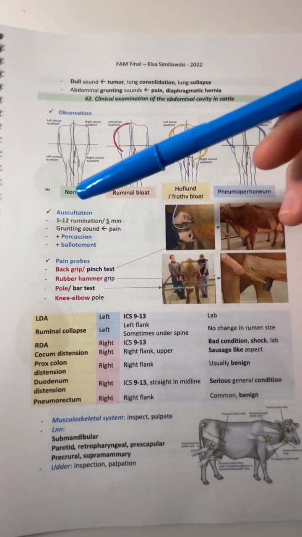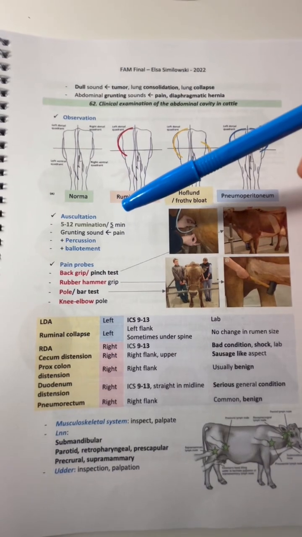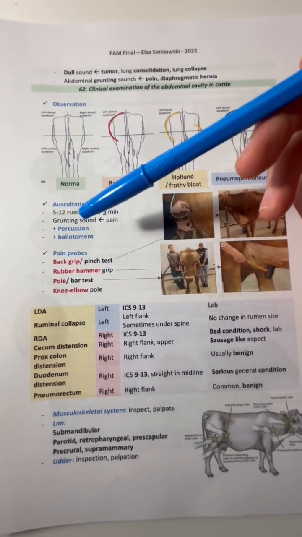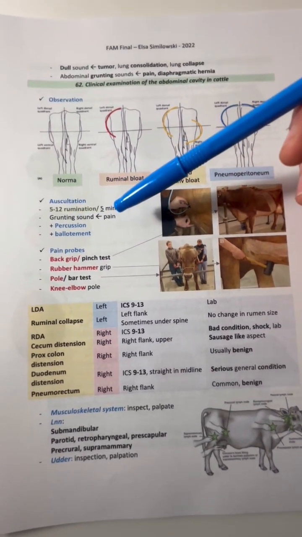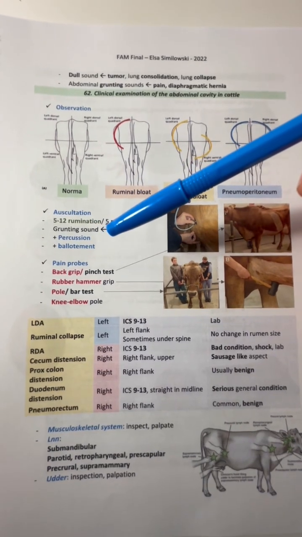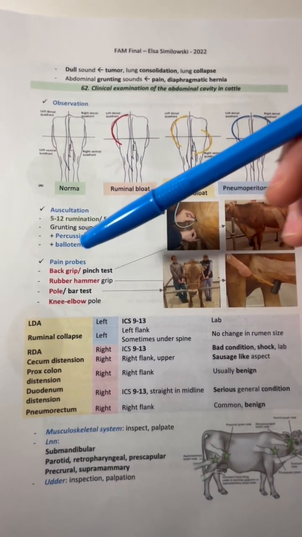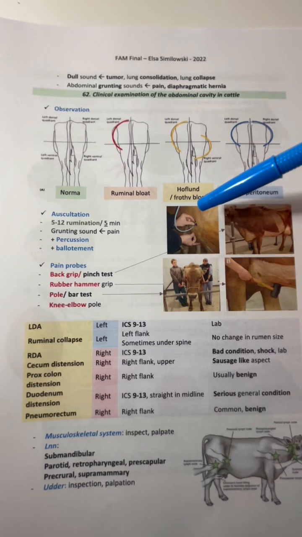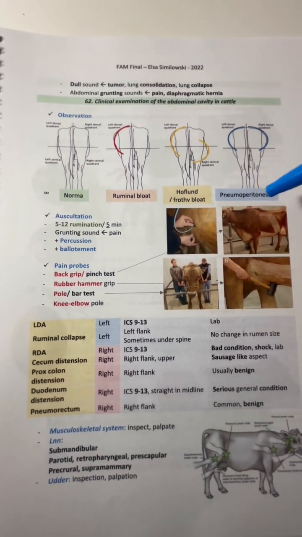Auscultation, there should be 5 to 12 ruminations for every 5 minutes. If there's a grunting sound, that means the cow is in pain. There are 4 different pain probes we can use. We can use the pinch test or the back grip, so you can pinch when you auscultate and you'll hear a grunt, or grip the back.